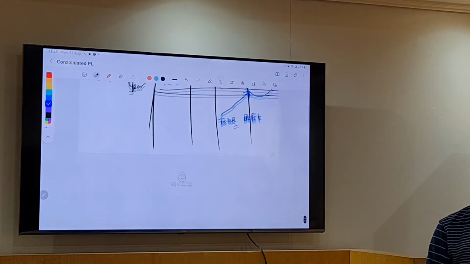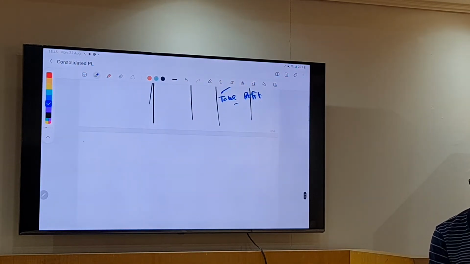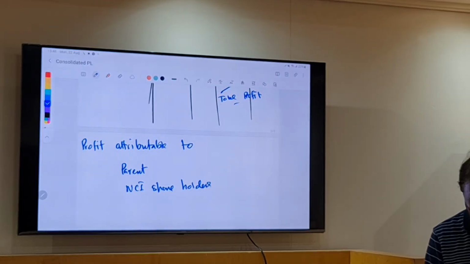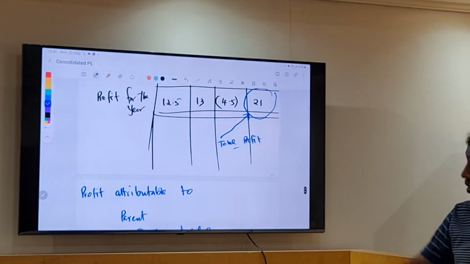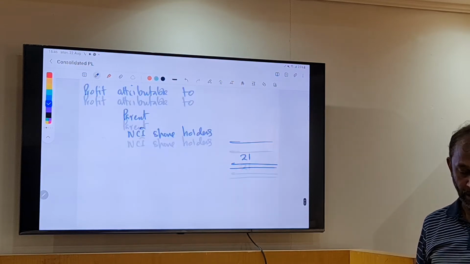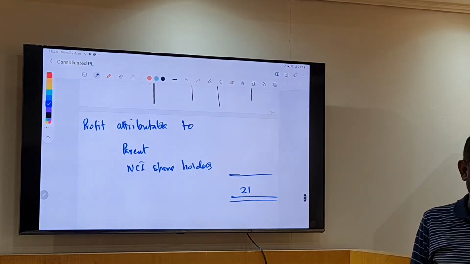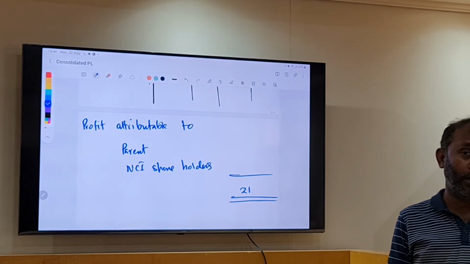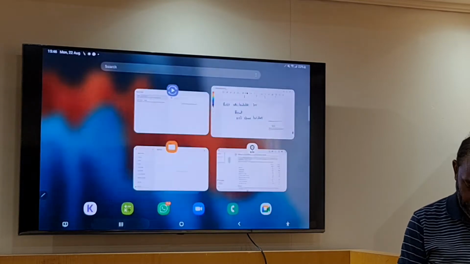We need to do one additional working. We have to show the profit attributable to parent and NCI shareholders. What is the total profit? 21. This 21 will come here, and it should be separated between the parent and the NCI shareholders. So let's go to the question now.